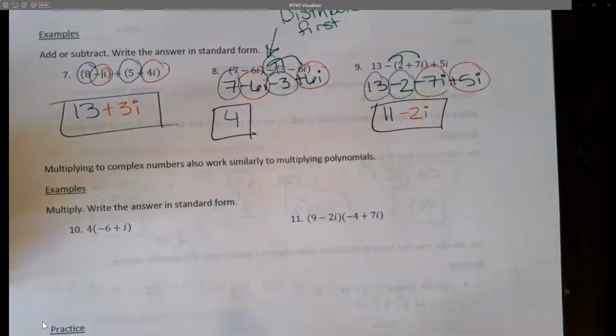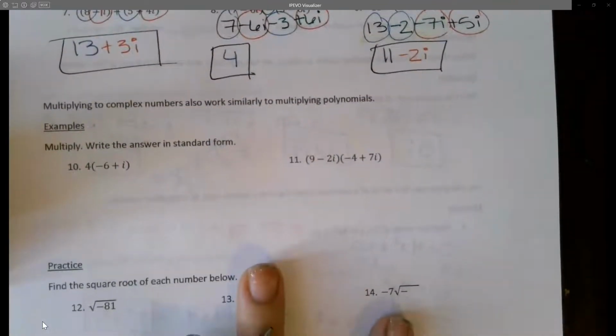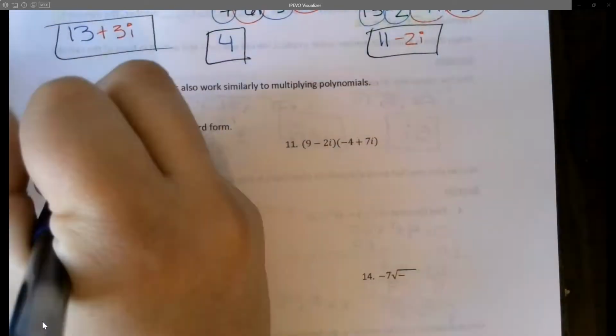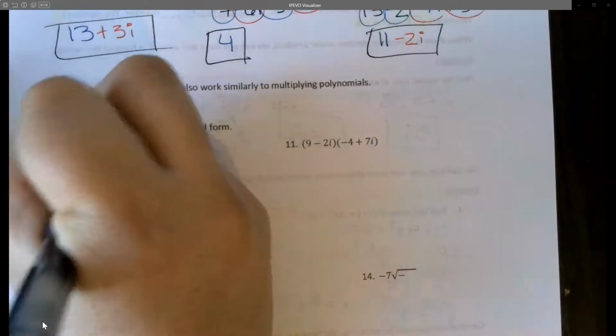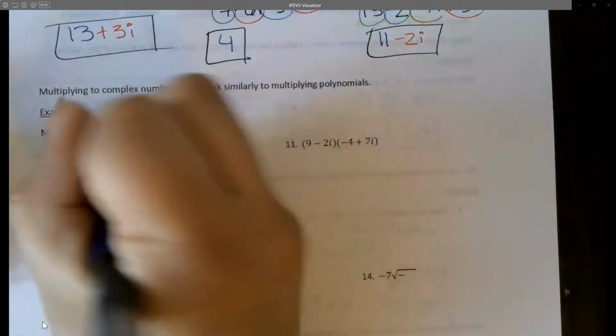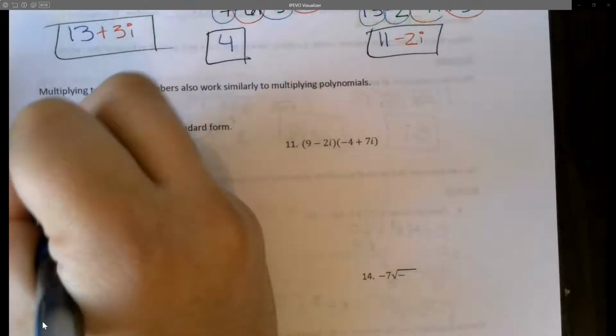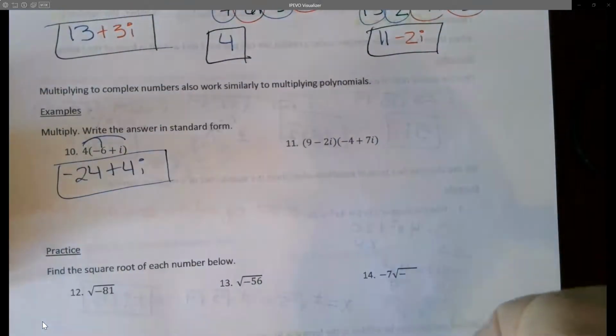Okay. Multiplying complex numbers is kind of similar to how we multiply polynomials. If I just have a number out front, I want to start by just distributing that. So I have 4 times negative 6, which gives me negative 24. 4 times i, which just gives me 4i. There is nothing to simplify here, so I am going to leave that alone.